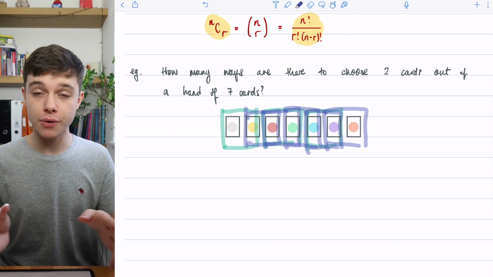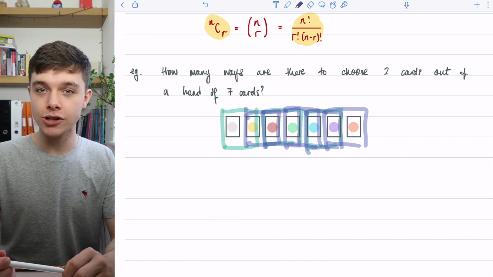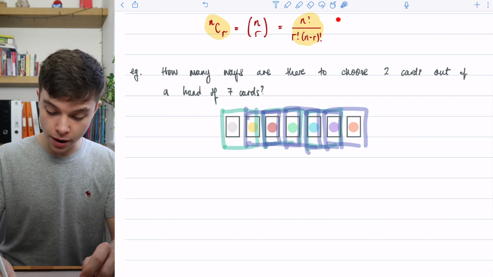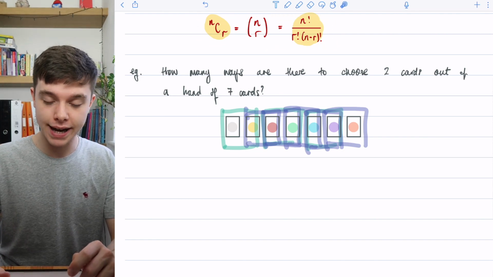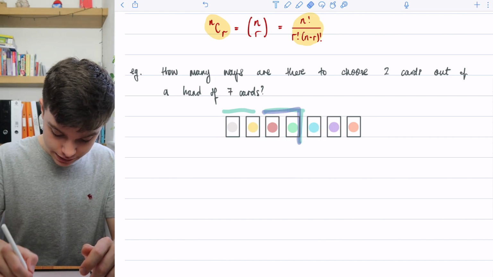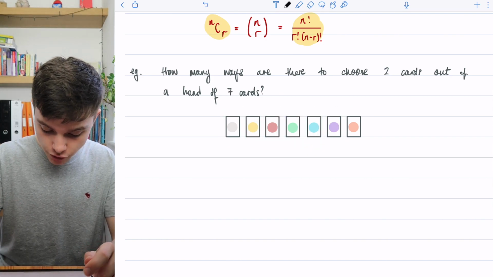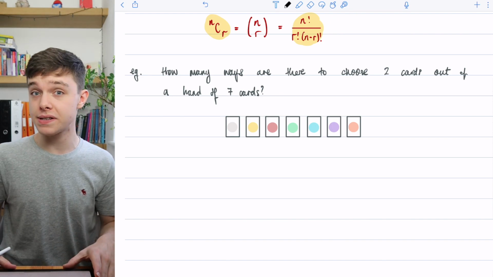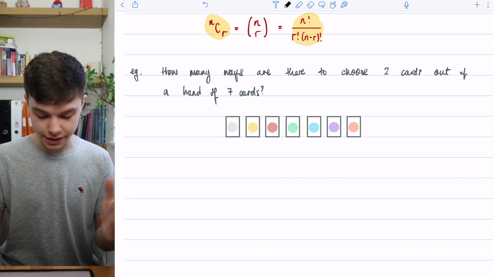How can we speed this process up? We can speed it up with combinations, and all we have to do is plug it into this formula here. So I've got my 7 cards. I'm just going to rub out my highlighter stuff there. I've got my 7 cards and I want to take 2 cards, and how many ways can I do that?